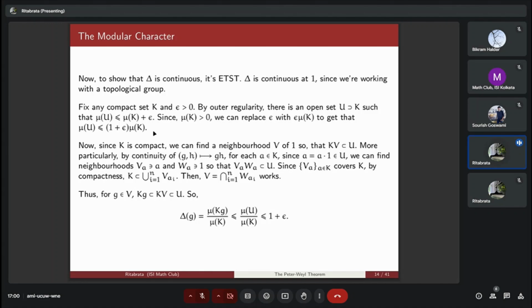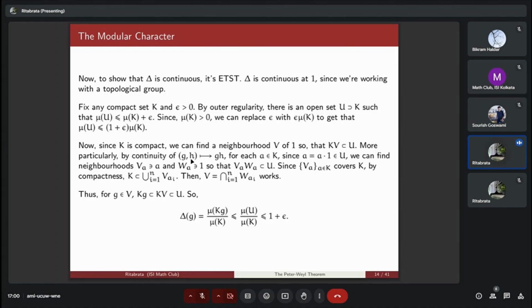Since K is compact, we can find a neighborhood V of 1 so that K times V is also inside U. We can do this basically because the multiplication is continuous. These types of arguments are pretty common, using unions and intersections, but I am still writing this argument.